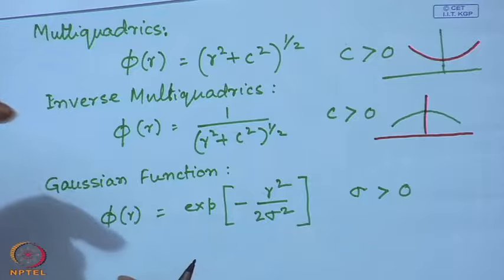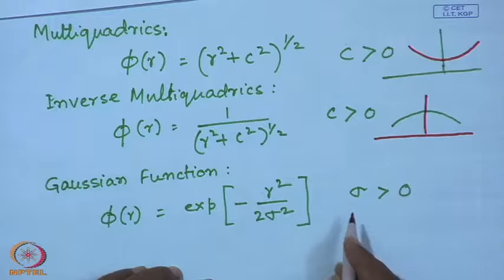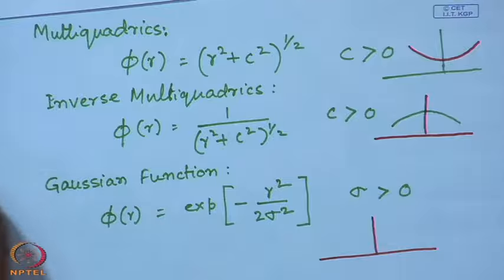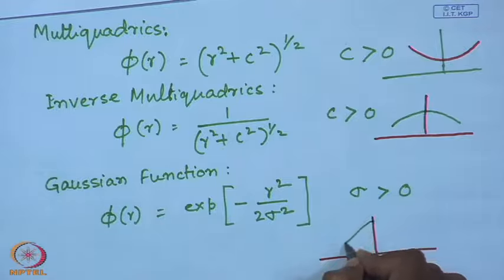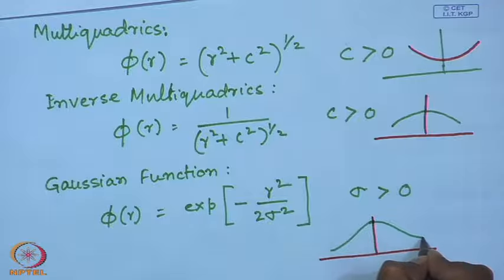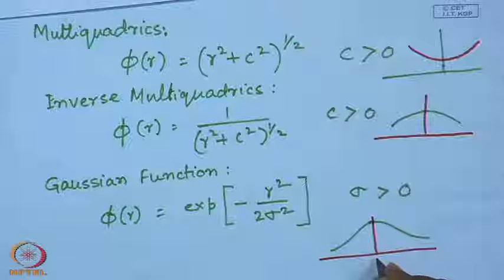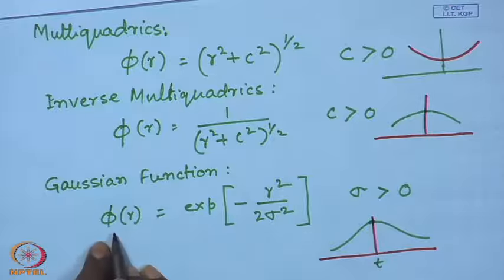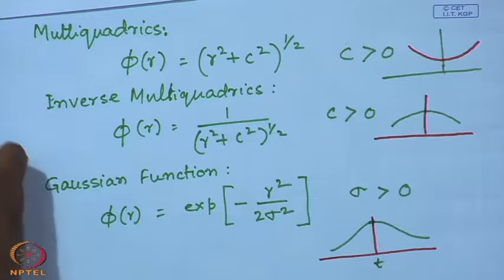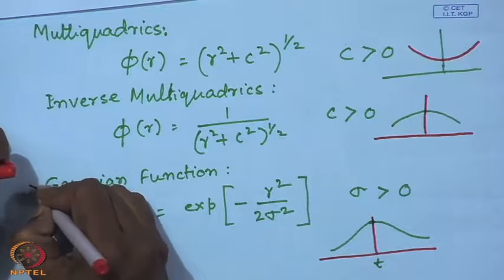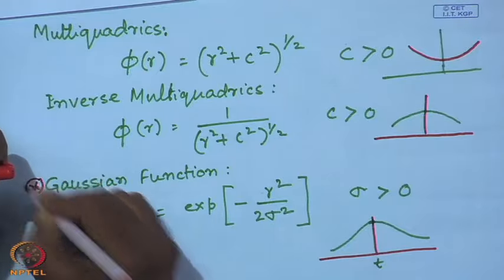In case of Gaussian function, you all know that this has a very common form. The Gaussian function will be something like this. So, at the receptor location t, the value of the function phi will be maximum, and as you move away from the receptor point, the value of the function phi r goes on reducing following this pattern. And it is this Gaussian function which is most commonly used in case of radial basis function.